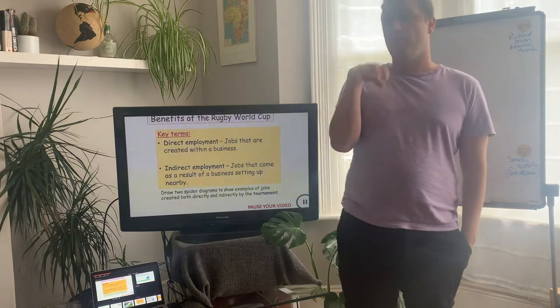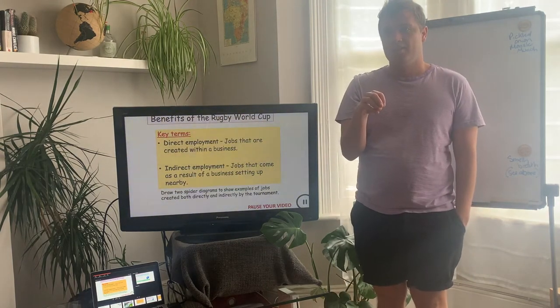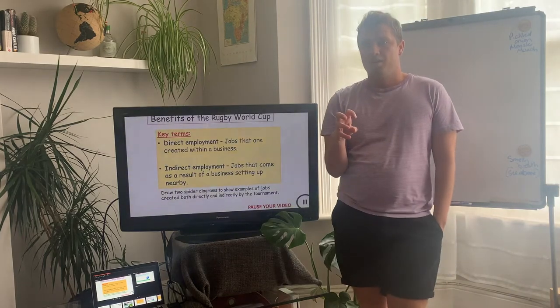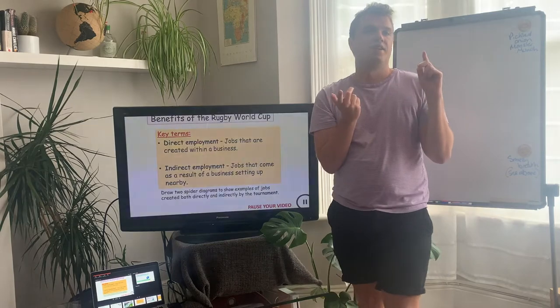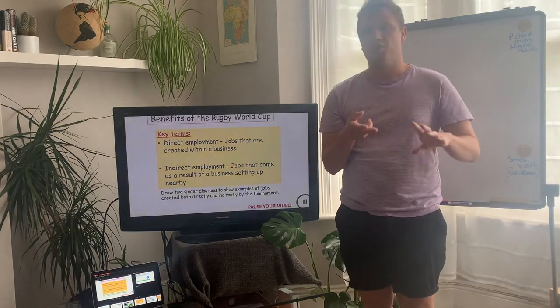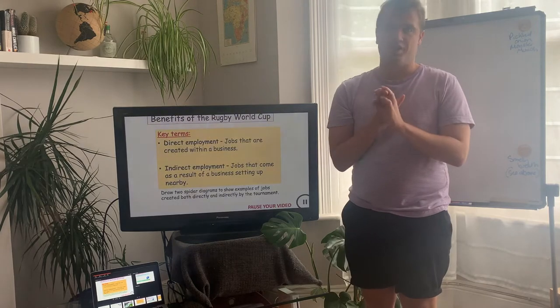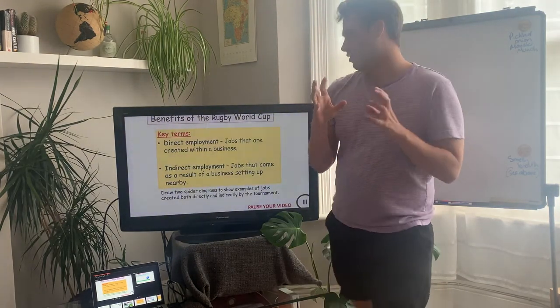So direct employment are jobs that are created within a business. So the Rugby World Cup created direct employment for the referees and the linesmen and the people who actually work in the stadiums, so the cleaners who work in the stadiums. The news readers. Those were all jobs that were directly created because of the Rugby World Cup.